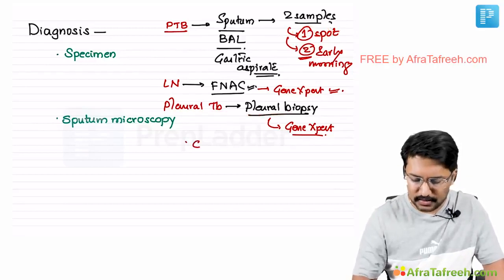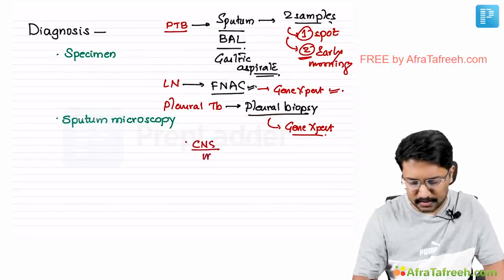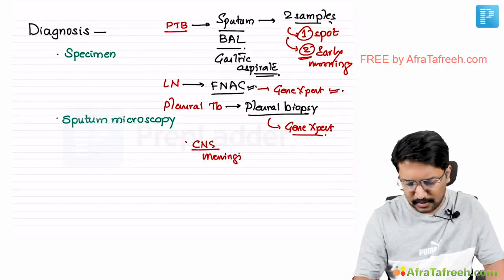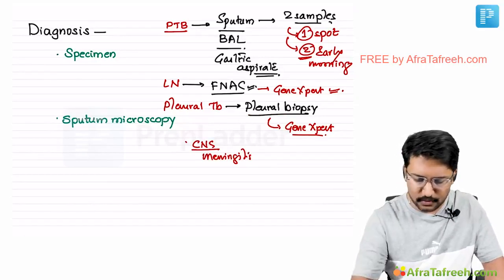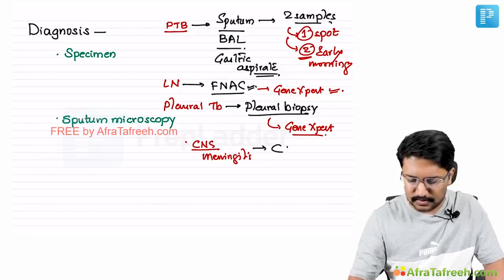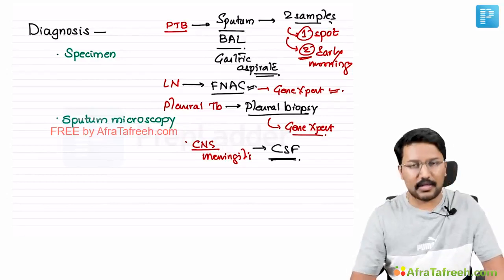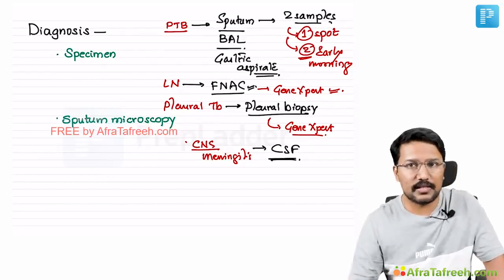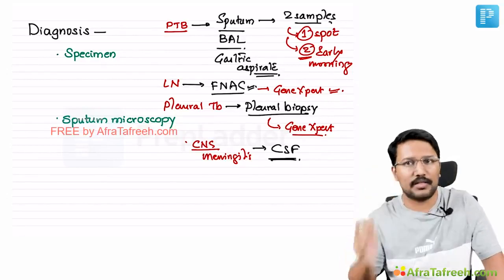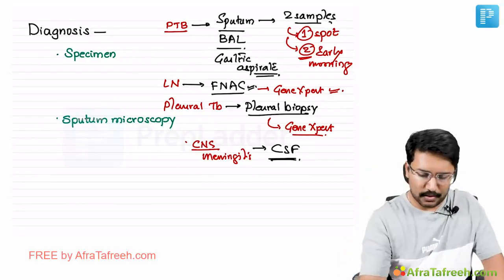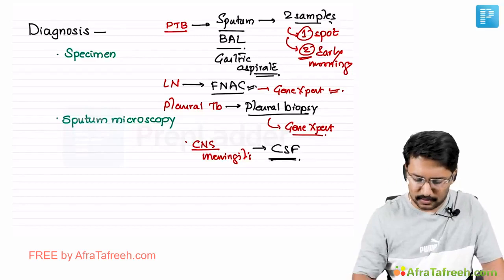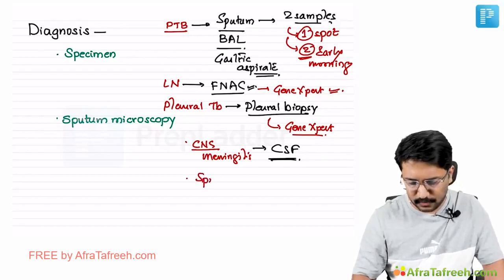Now, if you're thinking of CNS tuberculosis, mainly meningitis, what is the ideal specimen? CSF is going to be our ideal specimen. CSF is the ideal specimen whenever you're thinking of CNS meningitis, tubercular meningitis or CNS tuberculoma. Okay, now what is the ideal specimen when you are thinking of spinal tuberculosis?